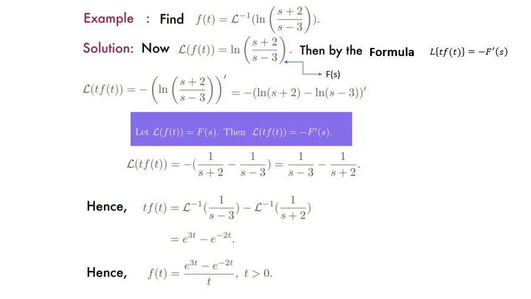Now take inverse. So t f of t is Laplace inverse of 1 by (s minus 3) minus Laplace inverse of 1 by (s plus 2). These two are standard type. You can write that as e raised to 3t minus e raised to minus 2t. To find f of t, divided by t, you will get (e raised to 3t minus e raised to minus 2t) by t.